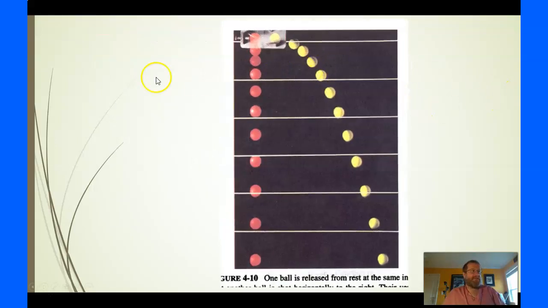Here's a picture of that happening. This is taken with a strobe light, flashing multiple times every second. So you see this one was shot off horizontally, this one was dropped.